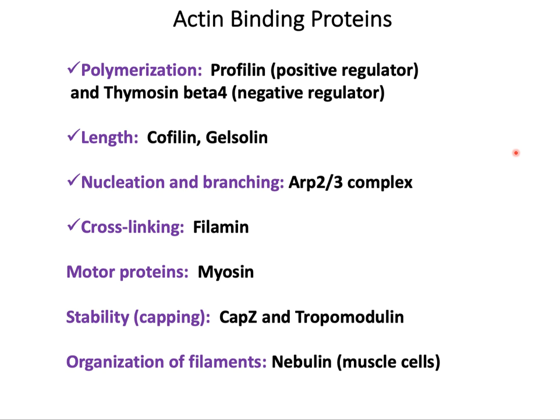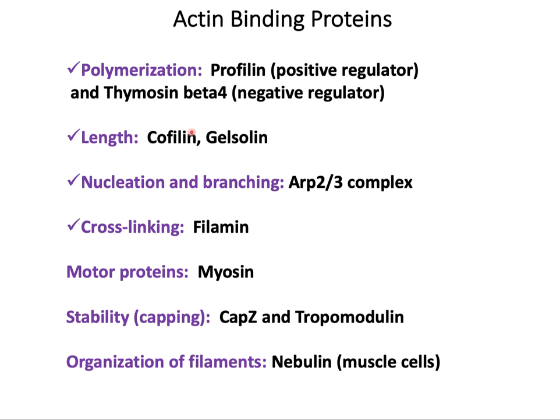The filaments are interesting in themselves, but it is really the proteins that interact with these filaments that help to regulate the function and mediate the roles of actin in the cell. There is a very large group of actin-binding proteins within the cell that can be placed in the following categories. There are proteins that regulate the polymerization of actin, and these include profilin and thymosin beta 4. There are proteins that control the length of the actin filaments, including cofilin and gelsolin.